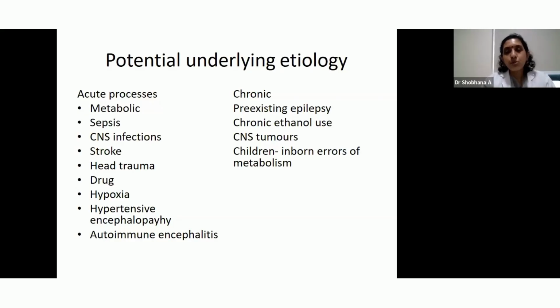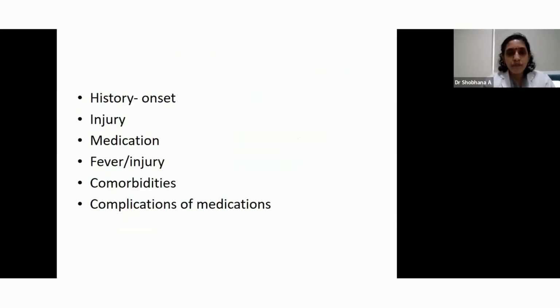And in chronic cases, usually patients are the epilepsy patients who have missed their drugs or not taken their drugs or have some precipitating illness like fever, a febrile episode, and they may present with convulsions to the emergency. Chronic alcohol use can also do so, and CNS tumors can also present with seizures. And in children, a lot of inborn errors of metabolism can also present with seizures.